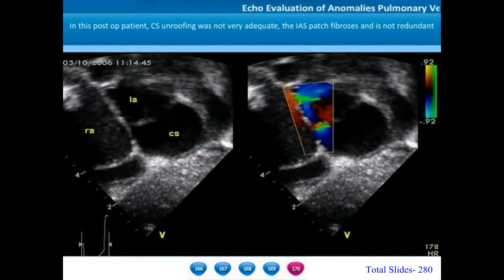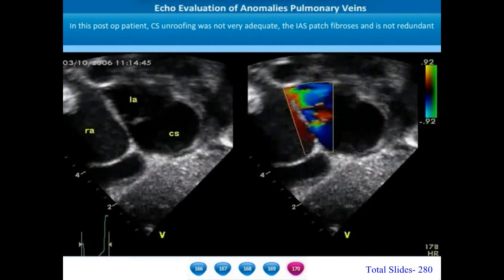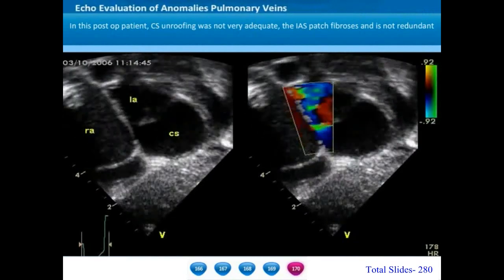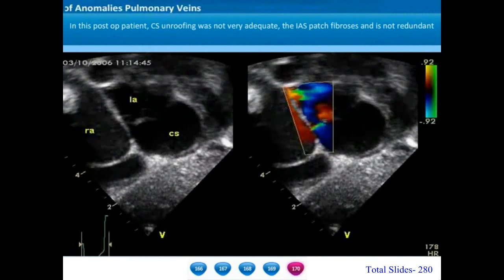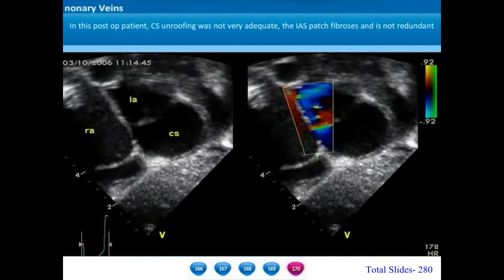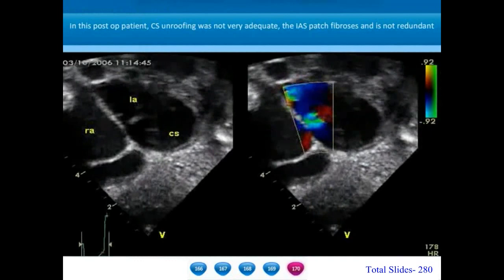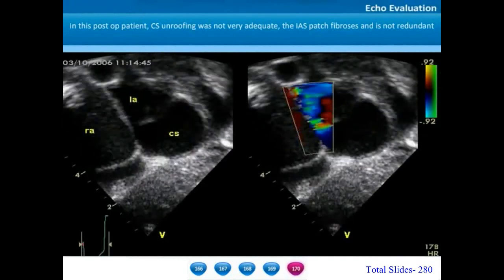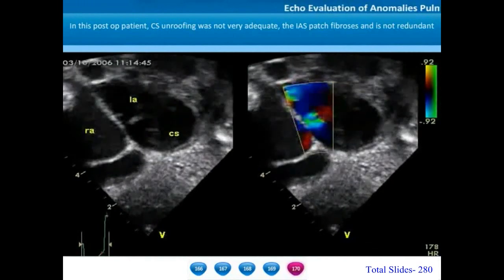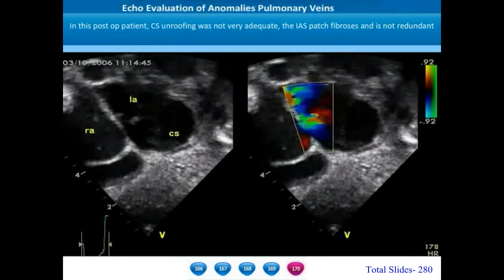In this example, following closure of the coronary sinus TAPVC, there is still a persistence of the gradient. You can see a dilated coronary sinus. The ostium that is connecting the coronary sinus into the left atrium, which actually has been the surgical unroofed area, is grossly inadequate. So this results in a persistence of pulmonary venous obstruction.